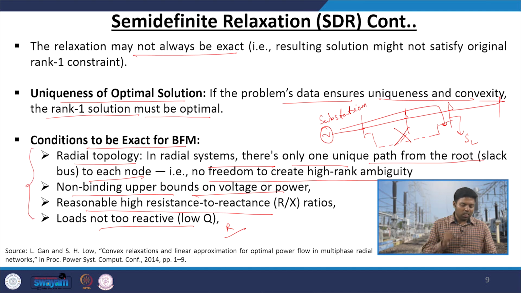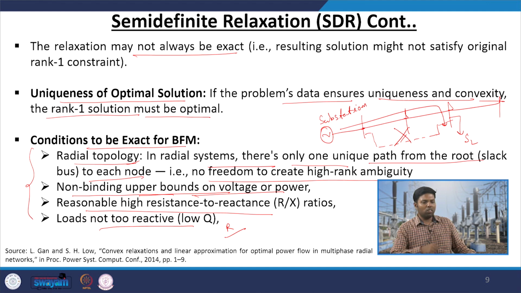Mostly all these 4 conditions, if you see, are valid for distribution networks. First, distribution networks are of radial topology, which we have already seen before. Mostly the bus voltage limit is 1.05 per unit or 0.95 per unit, depending upon your operation situation, but we never allow the system to touch that upper limit or the lower limit. We always try to keep them close to 1 per unit. So, if this upper bound is high and very far from your actual solution, then you can say this is not a bounded problem.